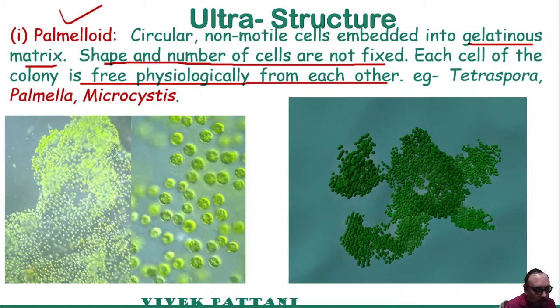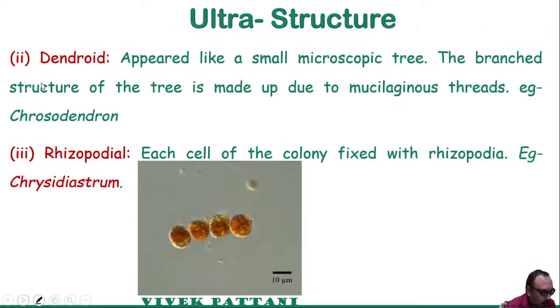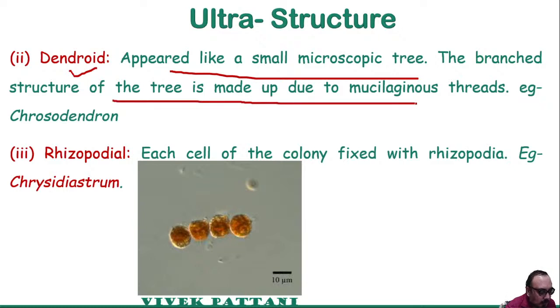Okay, now moving forward. Next one is a dendroid type. Okay, how do they appear? They appear like a small microscopic tree, somewhat like a tree-like structure. The branch structure of the tree is made due to the mucilaginous threads.